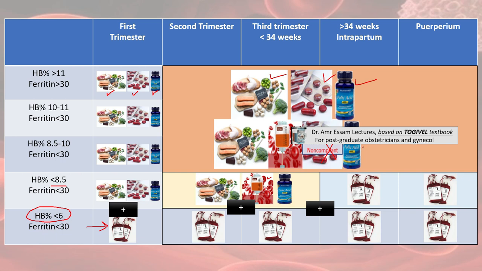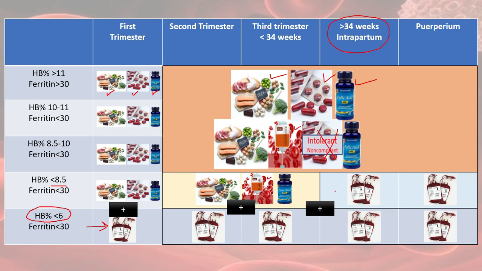But if this is after 34 weeks gestation or intrapartum, the patient comes in labor, with hemoglobin less than 8.5 or 8, then we have to add to this treatment that we will give packed RBCs, because packed RBCs will correct the anemia but not the deficient iron stores. So you still have to give parenteral iron, you still have to instruct about the diet and to give folic acid. Also in puerperium, the same thing.